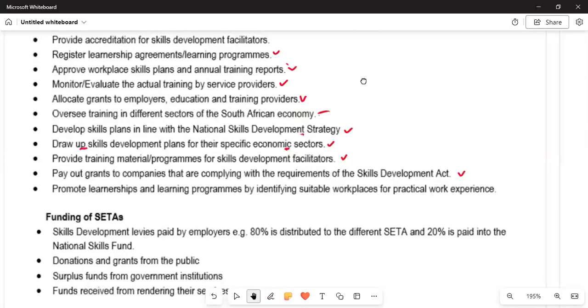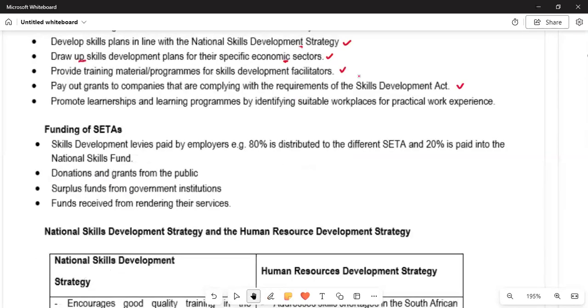SETA also promotes learnerships and learning programs by identifying suitable workplaces for practical work experience. So they go and identify and make sure that there is work experience, so that they know for sure that those places are going to respond to what is needed. This topic carries about 10 marks. So that is the value of this topic.